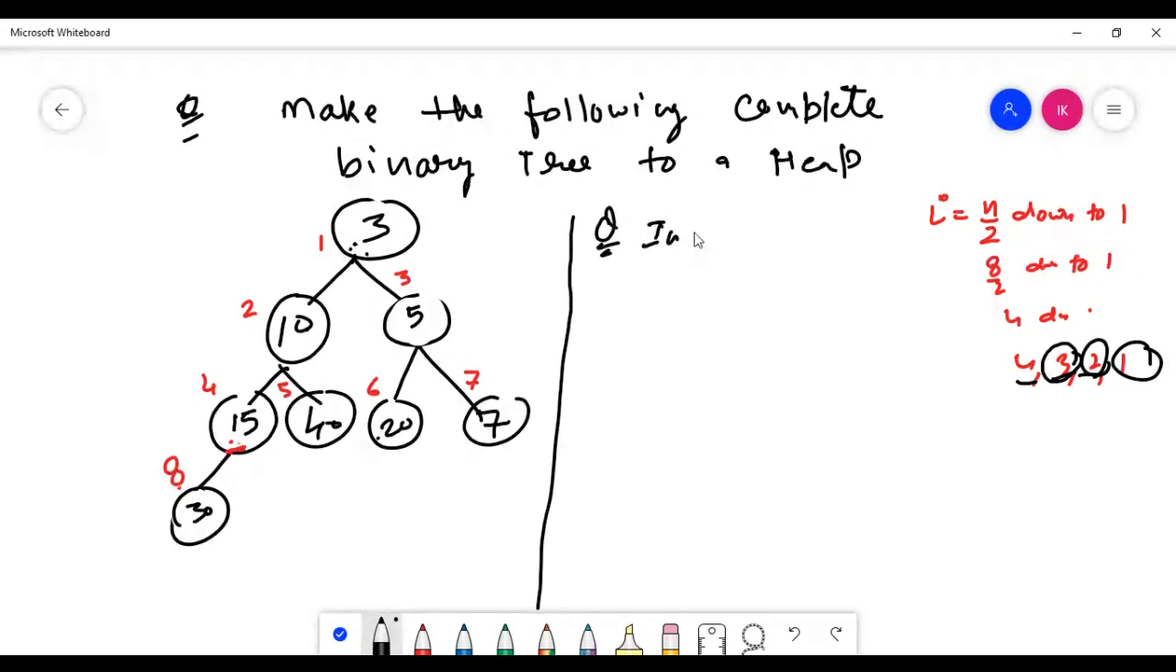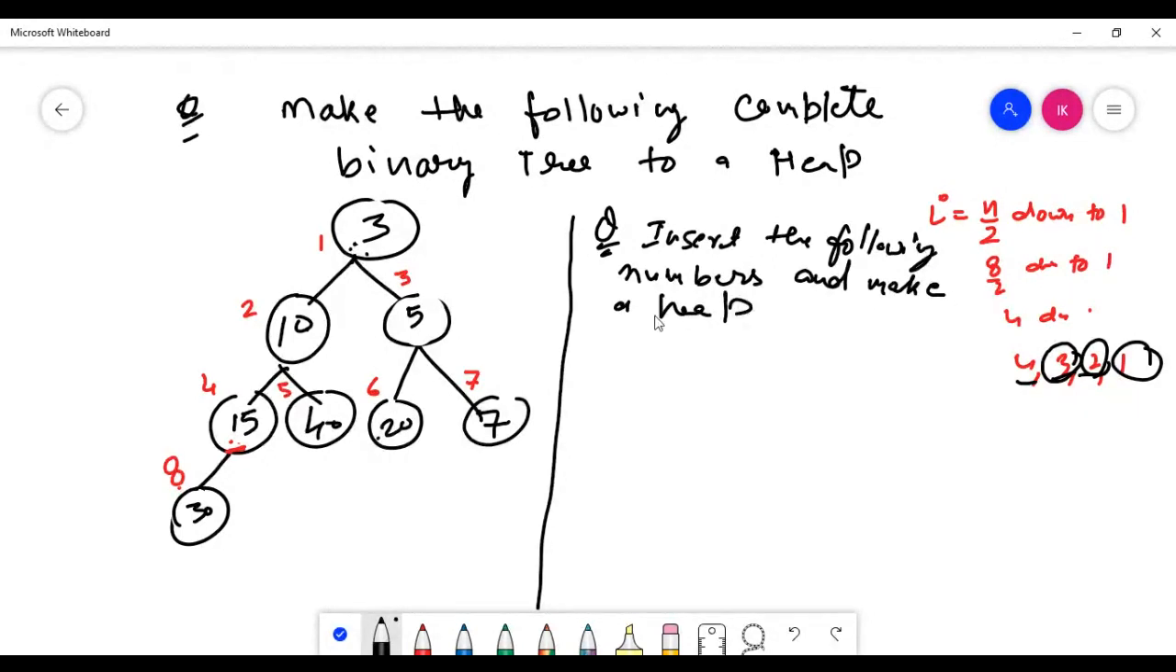Another question. Insert the following numbers and make a heap. This type of question I give in the assignment also, I remember. 20, 10, 30, 40, 15, 10, and for example 5.